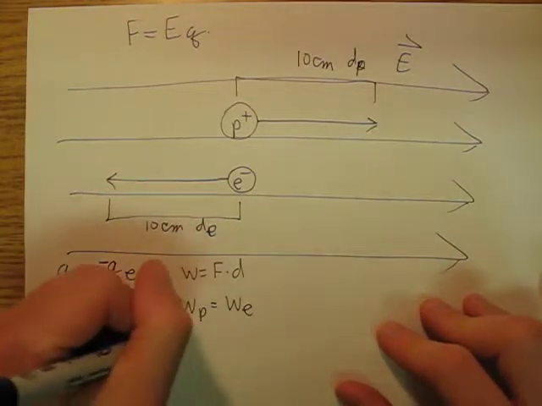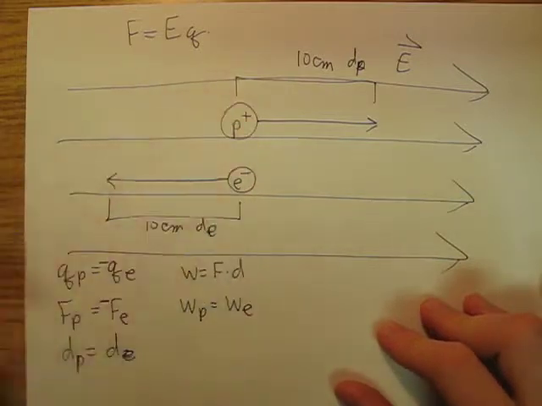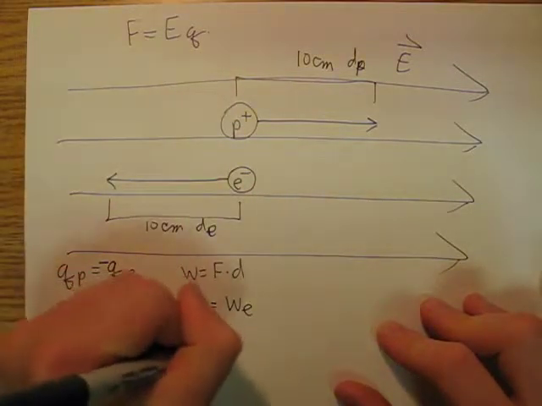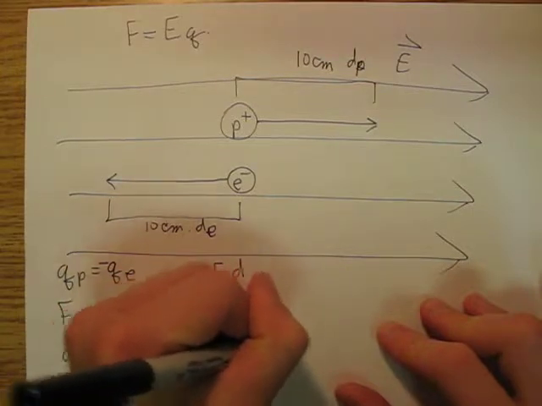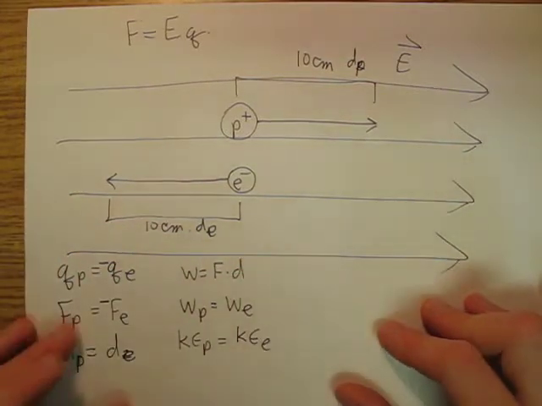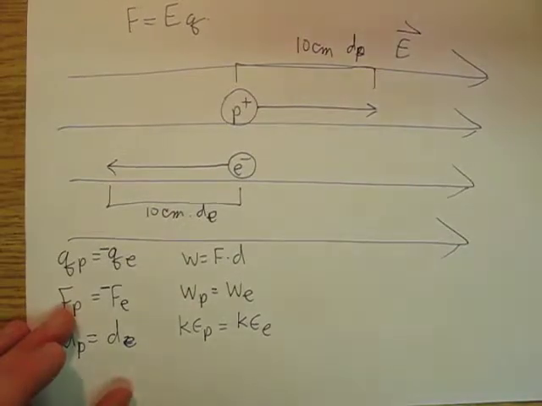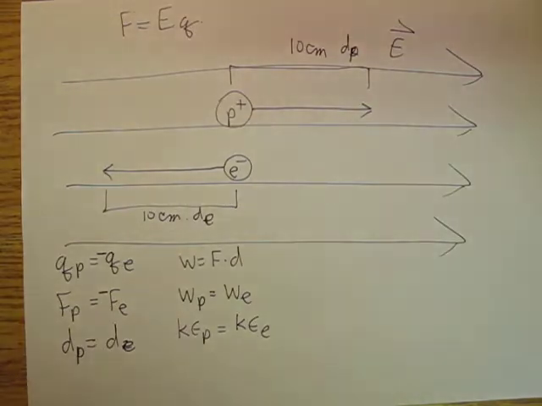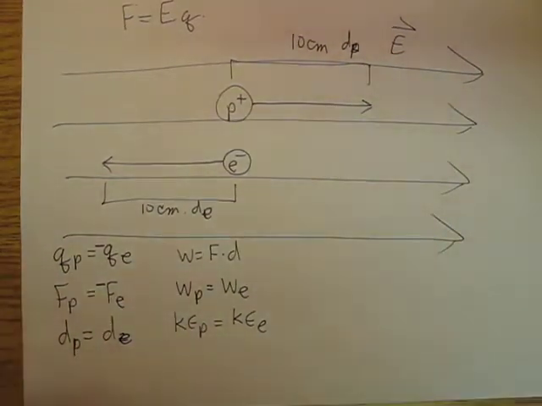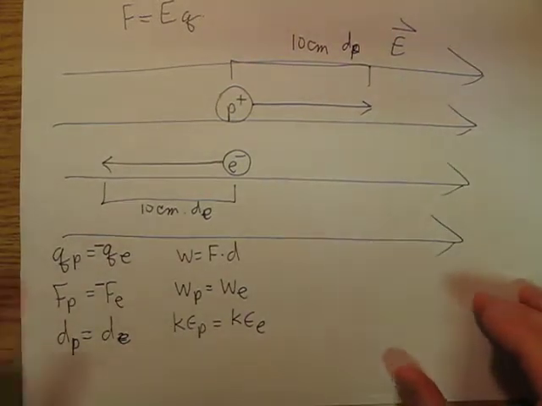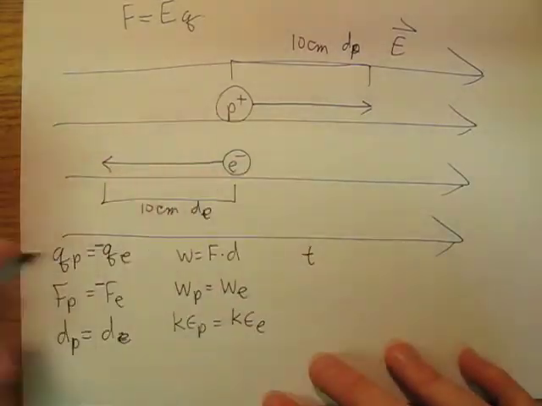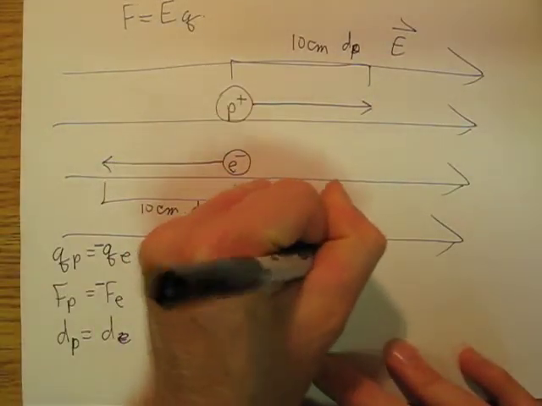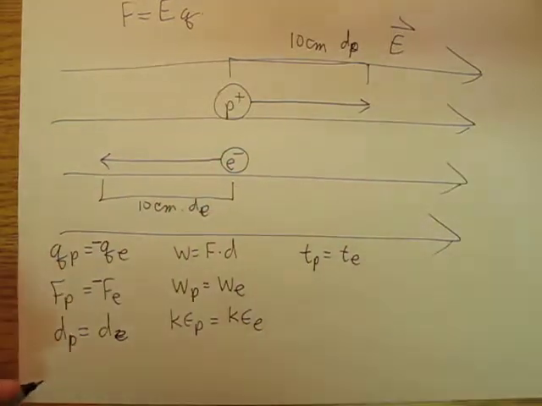And they started from rest, and so I know that the kinetic energy of the proton is equal to the kinetic energy of the electron. They're going to have equal kinetic energies after they've traveled the same distance. And then the last thing, I'm just sort of throwing some things out there. Suppose I actually measure time. So let's say that my time for the proton is equal to the time for the electron.